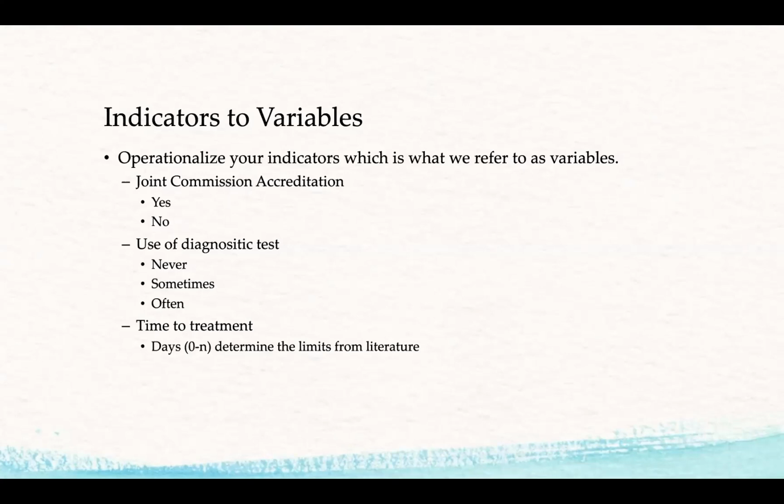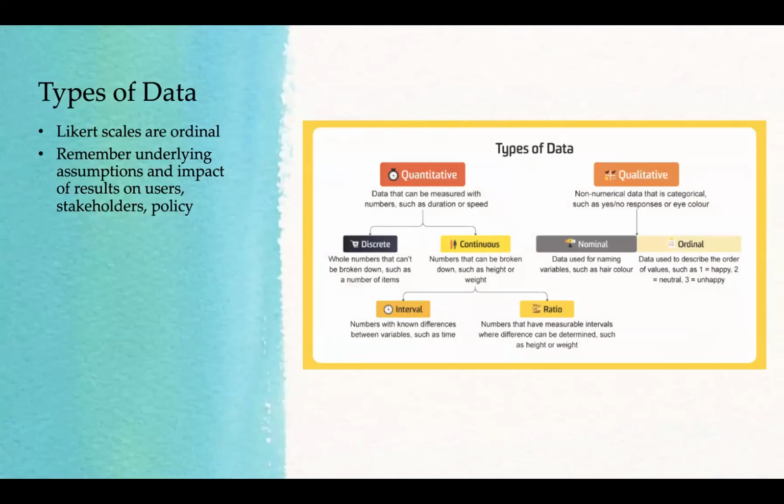Another one is time to treatment. So timeliness of care is one of the key determinants of a high quality healthcare delivery system. And it could be days, right? So you would determine these limits again from the literature. And all of these limits, actually, you would know if that Joint Commission accreditation matters from the literature, for example. And how we know to determine what types of data, and this will be a review from epidemiology, is by thinking about it in terms of the data, how it's scaled. It's not so important in terms of the quantitative and qualitative, but it does begin to matter in terms of who your audience is, your underlying assumptions, and also how you're going to analyze it at the end of the day. But most importantly, it's just how you conceptualize it.